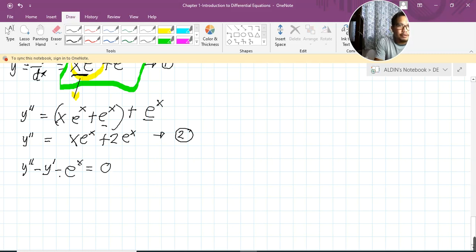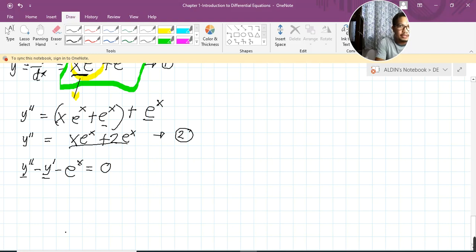So, substitute the second derivative here, and then the first derivative here. It should equal 0. If not, it means there is a mistake in our solution, or simply, this is not the solution to the differential equation. That would be the conclusion. But if the given is a solution to the differential equation, it should equal 0.